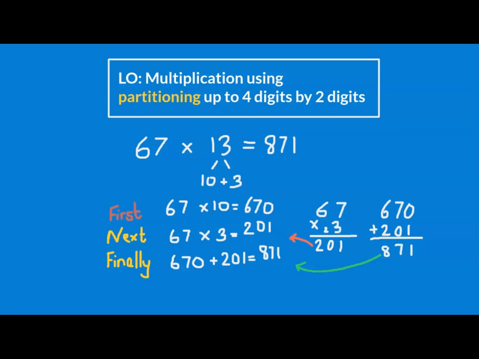The first step, 67 times 10, 670. Next, 67 times 3, 201. Finally, add the two products to give us 871, and that finds the final product. 67 times 13 is equal to 871.